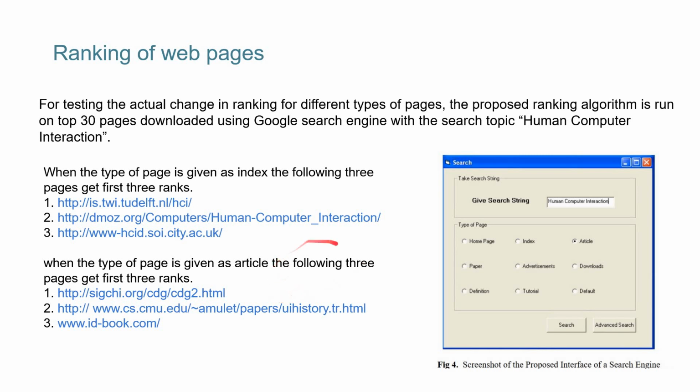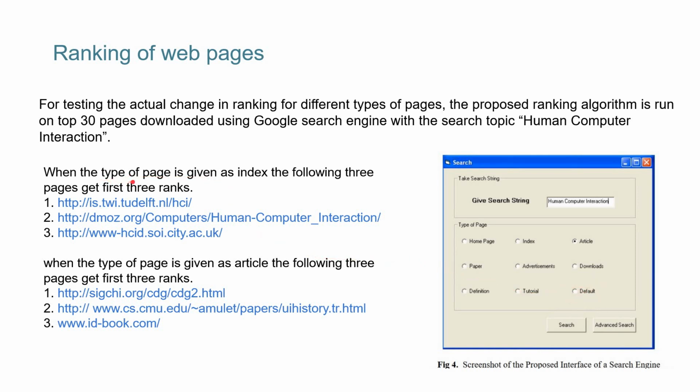Now the working part. To test this web page ranking algorithm, it was run on the top 30 pages downloaded using the Google search engine with the search topic human computer interaction. If you can see the interface, it has an input box for the search string, and it has some options, like if you want a home page or want index or an article, downloads, definition, tutorials, default for no choice.